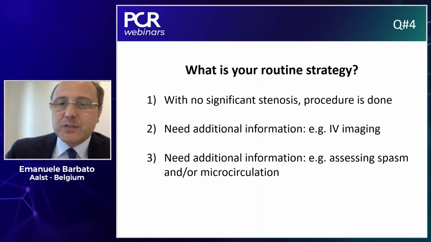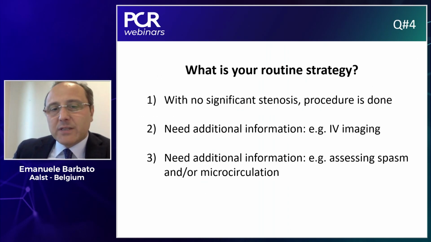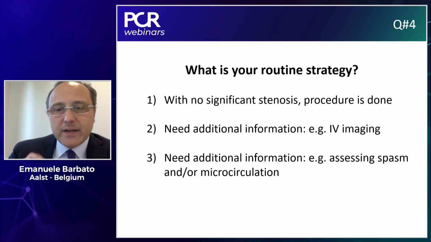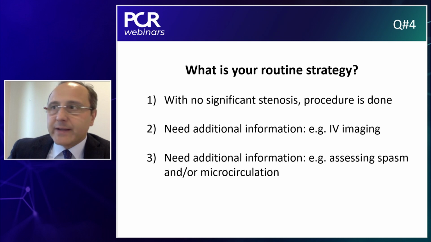But let me pose the question to our colleagues with this poll. What would be your routine strategy in this patient? So Javier has shown that there are a couple of intermediate stenoses there. FFR, nevertheless, has shown a value above 0.8, so non-ischemic. The procedure is done, according to you. Secondly, you think you need additional information because there might be something more than physiology, and therefore you want imaging. And as a third option, you want to assess spasm in this patient. So while they reflect a bit on this case, what do you think, Marta?